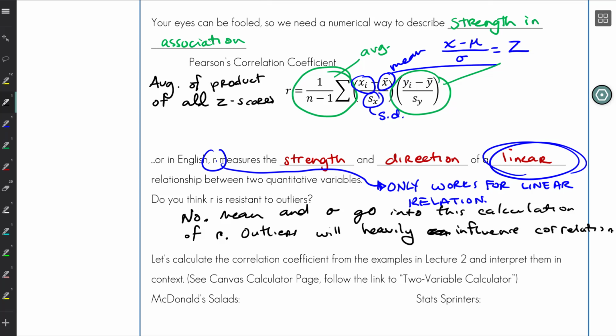Now, one thing that we can do is actually see how to calculate this, not by hand. We don't want to calculate it by hand. It's way too time consuming. What's going to be a lot more efficient for us is using online calculators to calculate R. So we're going to go back and look at the examples that we had from McDonald's salads and the stat sprinters, and we're going to calculate the correlation coefficients and try and interpret them. Okay? Because we had two pretty different types of relationships there, and I want you to see how the correlation coefficient aligns with what we did previously.